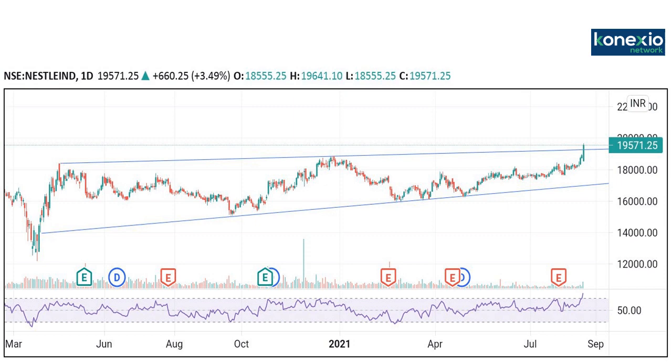So on any pullback from these levels, the ideal level to enter in Nestle would be around 19,100. Traders, long-term investors, swing traders and positional traders can wait for some dip in Nestle and try to enter at lower levels for the long term also. So the ideal level to enter in Nestle would be 19,100. The view is buy on dips near 19,100 to 19,200.